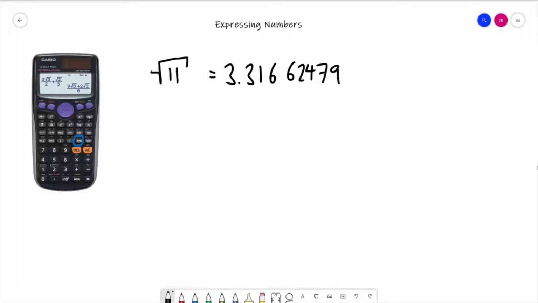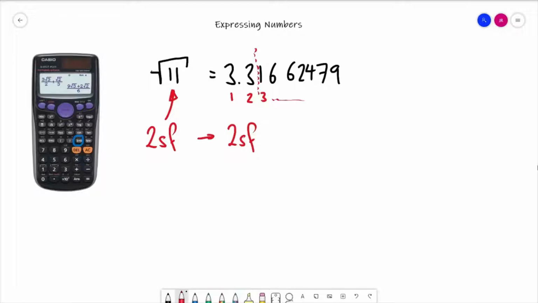Now, in physics, the general rule is that the answer is given to the same number of significant figures as the question is given. So if we look at the question, well, the question was the square root of 11, and we can see that that is given to two significant figures. Therefore, our answer as well must also be given to two significant figures. Now, the second significant figure, or at least the cutoff for it, is there in between the 3 and the 1. So count the significant figures. There's our first one, there's our second one, and there's our third one, etc.